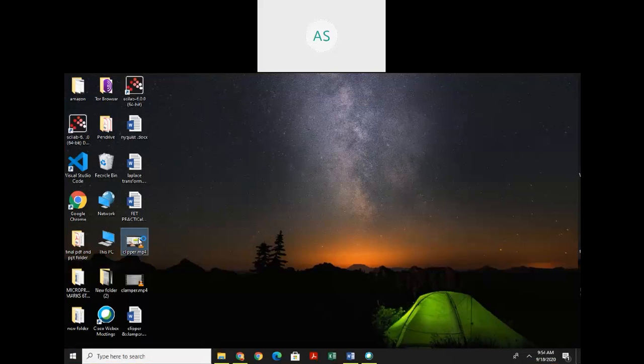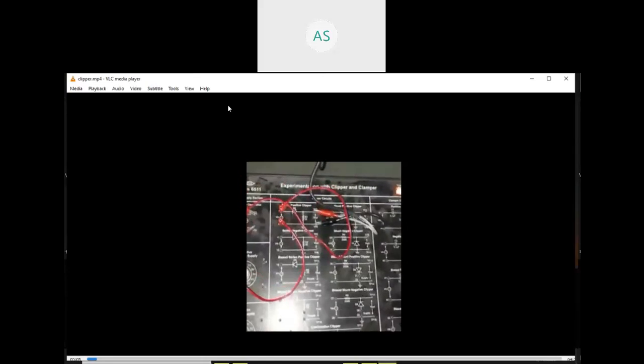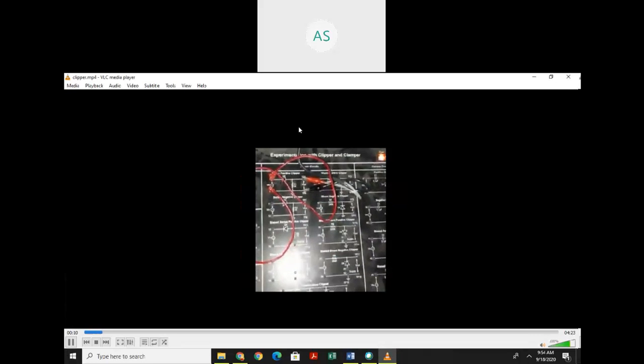Plot and verify output of different clipper and clamper circuit. Apparatus required is this connecting wire. Wait for a minute. I will show you the video of this experiment.